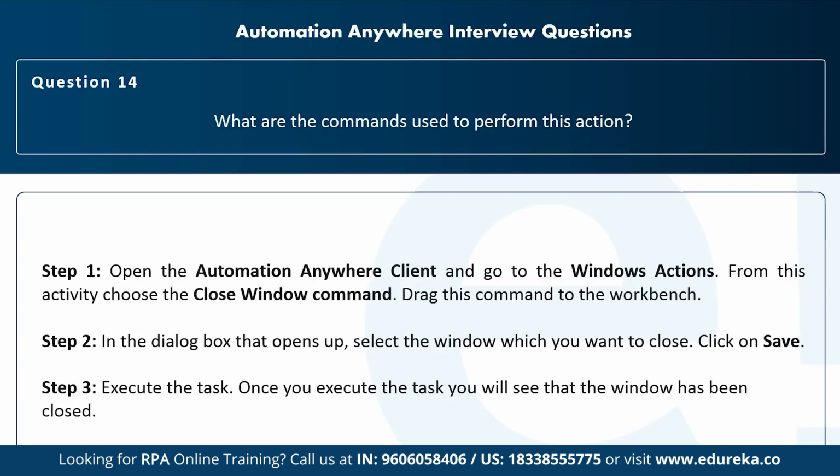So I'm just going to show you how to either close a window or open a window, because I've already shown you how you can resize a window. The steps are really simple. You again have to just go to the Windows action command, choose the command, and then drag and drop it to your workspace. After that, you have to choose the window, click on save, and then execute your task, right? So let's just do that.